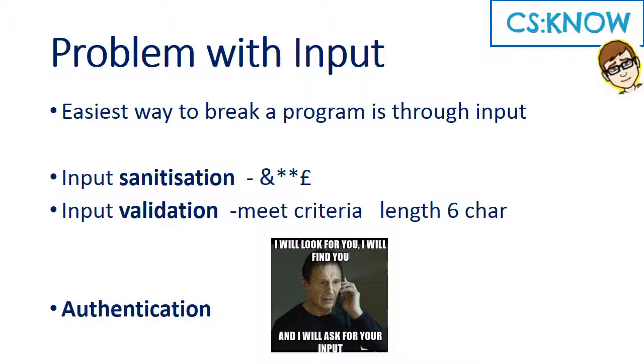So input sanitization and input validation are the two main ways that we try and get around this. So input sanitization is where we take out any characters that we don't want to allow. So maybe we only let certain things be entered in. So it checks through. Usernames can't have any special characters in them, for example.